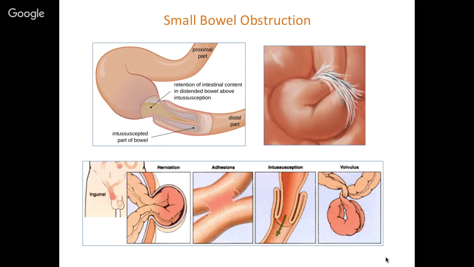And there are some nice pictures. So the top left picture is of intussusception. The top right is, I think, an adhesion. Yeah, an adhesion. So you can sort of see how all these can cause compression or an obstruction of the bowel as well.